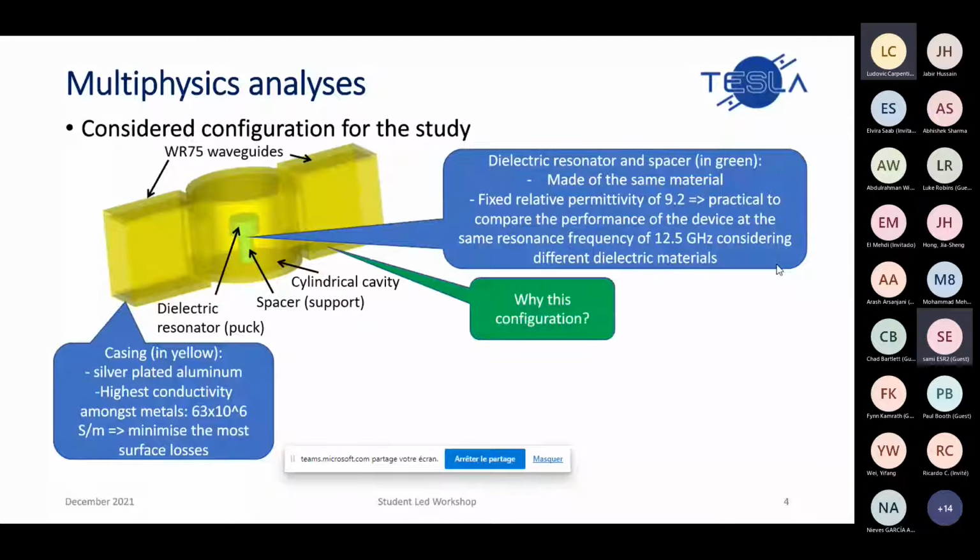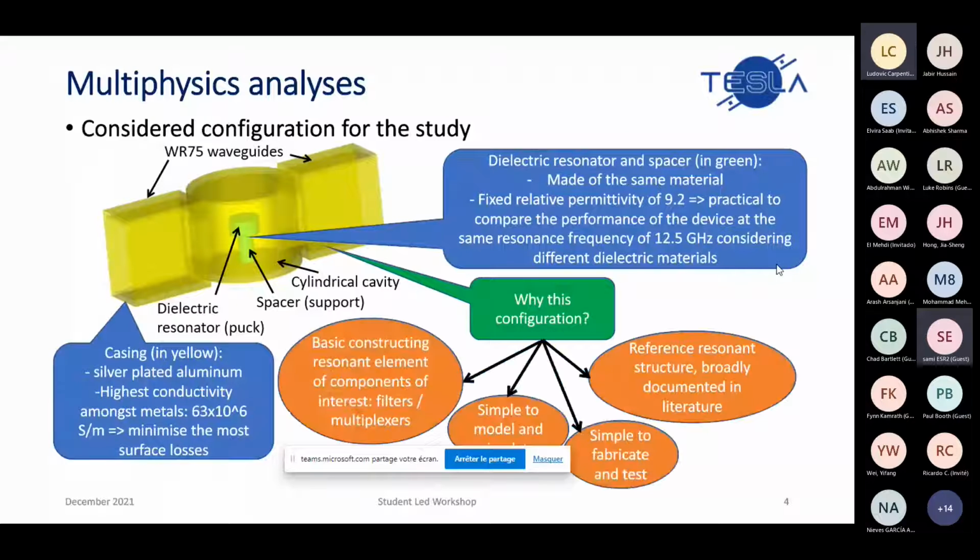So why did I use this configuration? Well, basically because it's the basic constructing element of filters and multiplexers, high power filters and multiplexers. It's simple to model and simulate. It's also simple to fabricate and test. And also it's a reference structure broadly documented in the literature.